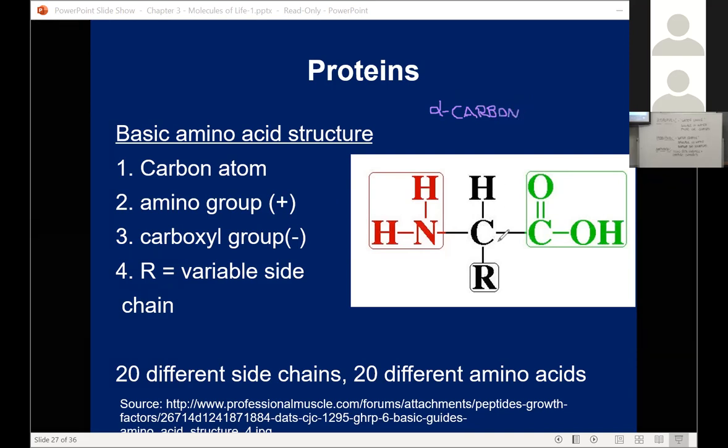Okay, so the alpha carbon is the central carbon, which is right here. Second thing common to all amino acids is an amino group. Okay, so hopefully, I forgot to mention that on your quiz today, I'm going to start asking about functional groups. Hopefully you guys have been studying your functional group handout. So the amino group is over here in red.